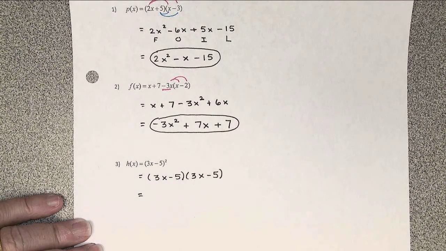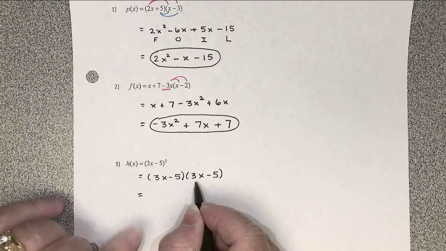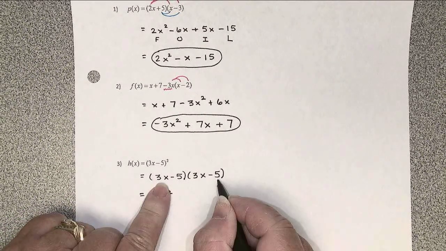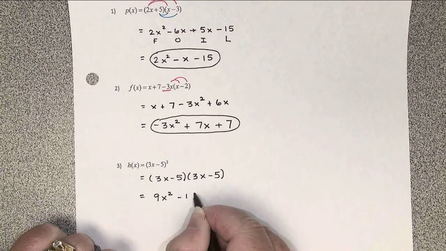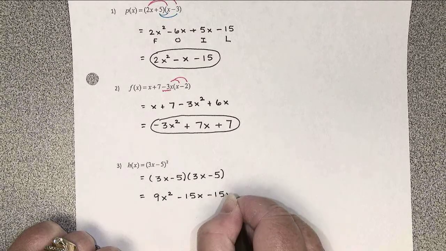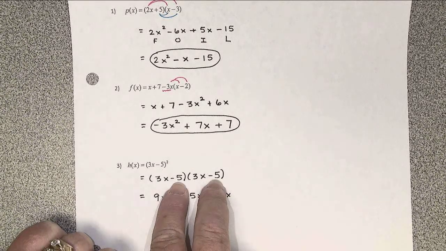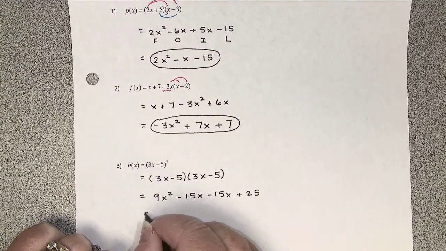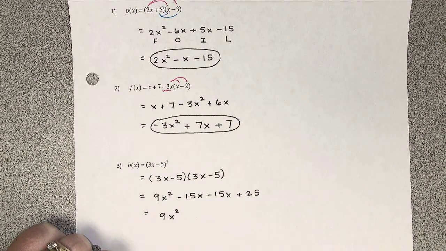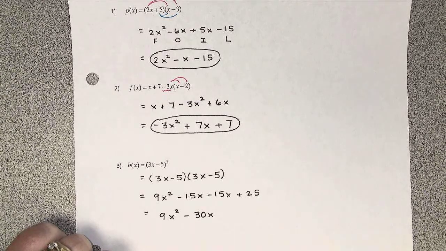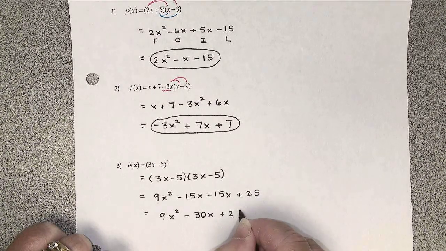When you look at it in that form, it's clear that we have to use that FOIL process, or double distributive law. I would get 9x squared, negative 15x, another negative 15x, and then a positive 25. That gives me 9x squared. Combining negative 15 and negative 15 gives me negative 30x plus 25.